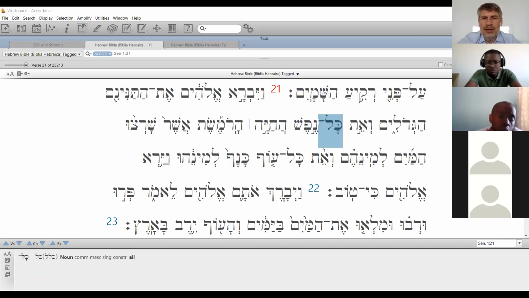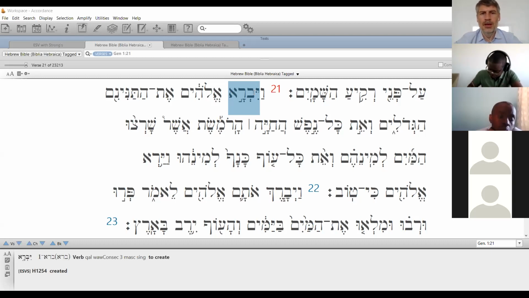But here we have something new. Some scholars say that this verb bara is used when the creation comes to a new level. In verse 1, it describes the creation in general. After that, when creation comes to a new level, like something new that didn't exist before, like animals, or something that can move, it is a new stage of creation.